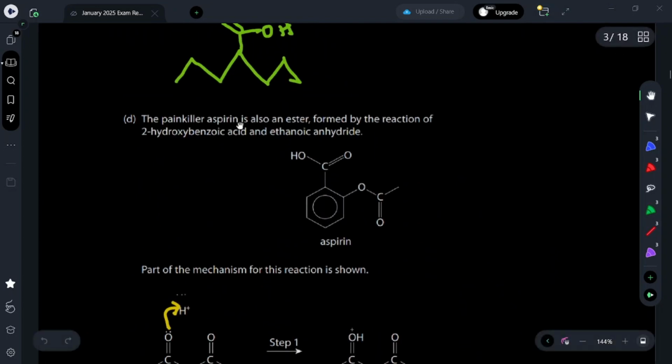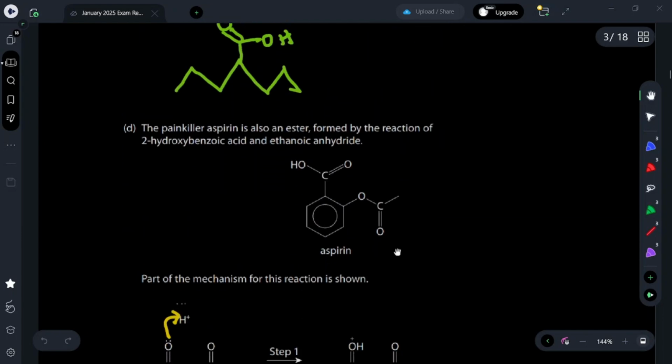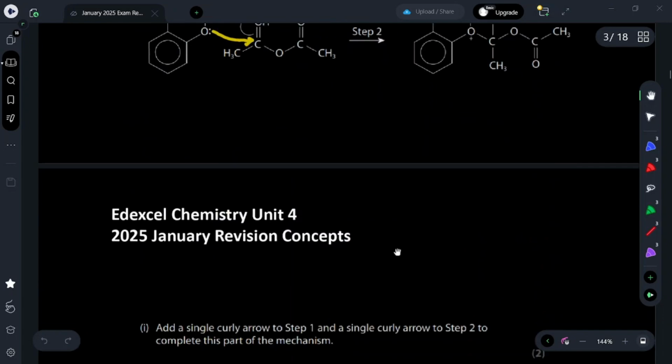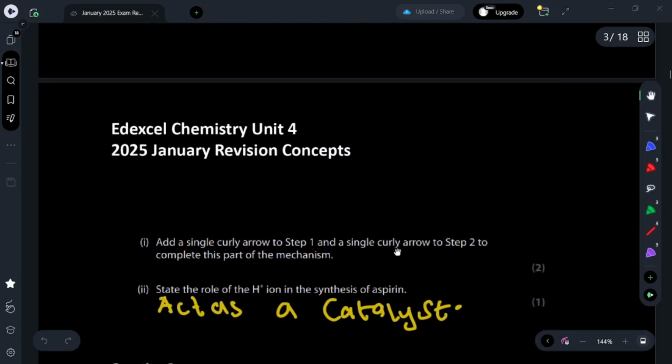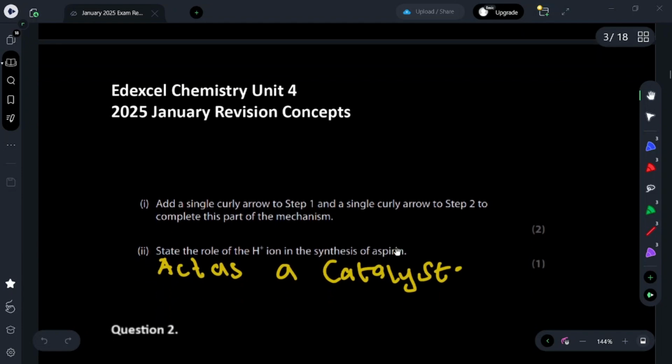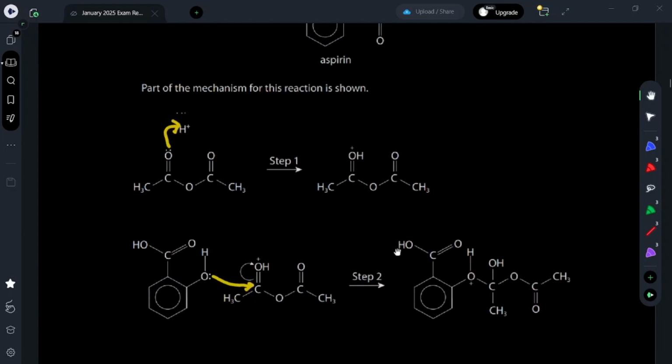The painkiller aspirin is also an ester formed by the reaction of 2-hydroxybenzoic acid and ethanoic anhydride. I see we have the aspirin here. Part of the mechanism for this reaction is shown, down here. We are supposed to add a single curly arrow to step 1 and a single curly arrow to step 2 to complete this part of the mechanism, which is well done.